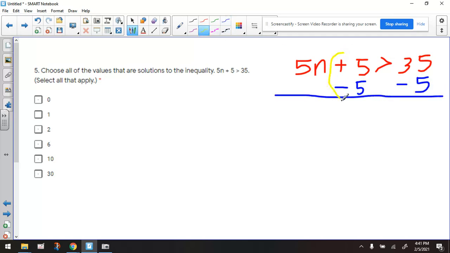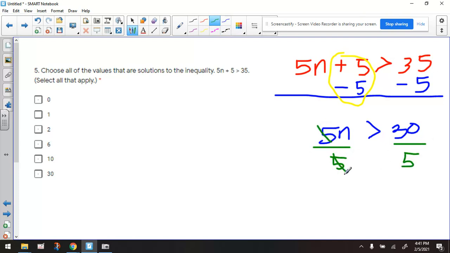And all of this will cancel out. Let's write down what we have. We have the 5n. We have the greater than symbol. And then this minus this would give us 30. All right, so when we get to this point, 5 times some number is greater than 30. What's the opposite of multiplying a variable by 5? It would be to divide by 5.